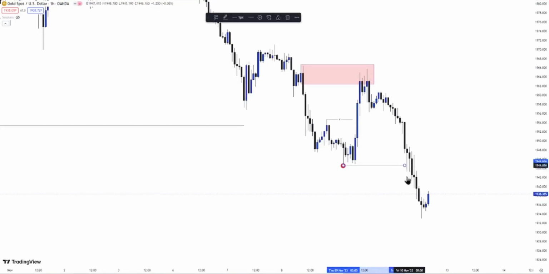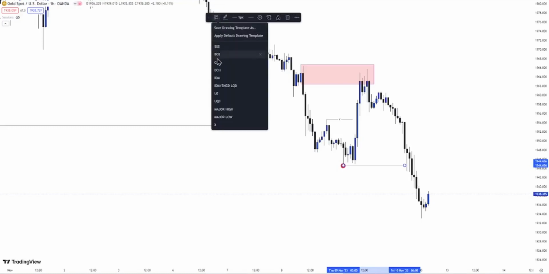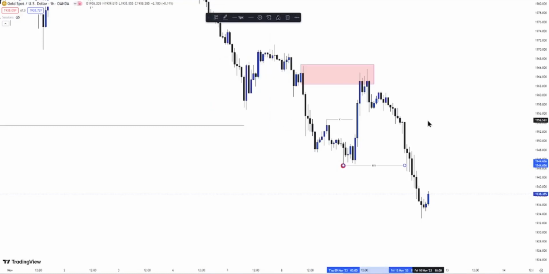It took it out first with a candle wick. It wicked, but eventually it closed below. So that is your BOS, your break of structure, on the 1 hour time frame, confirming this high as a valid high. And now price will have to travel back up.